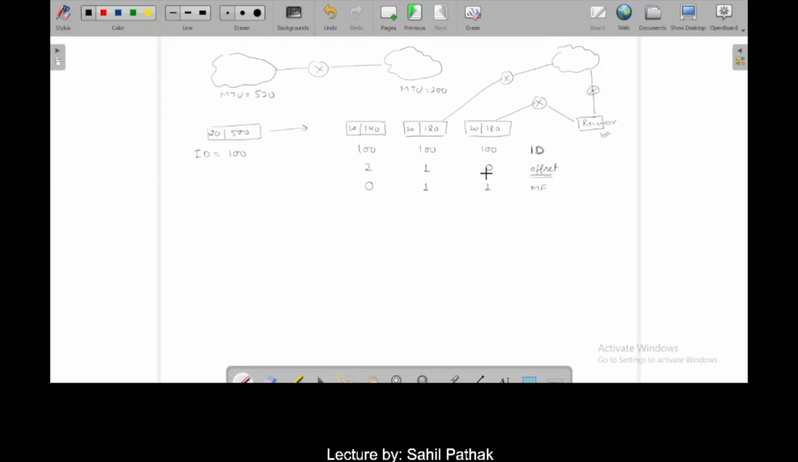So as of now, it is seen that if we mark offset as a sequence number like this, 0, 1, 2, then possibly when the receiver receives the first fragment which has 0 offset, it will combine it with the next which has 1 as offset, then it will combine with the next which has 2 as offset value.